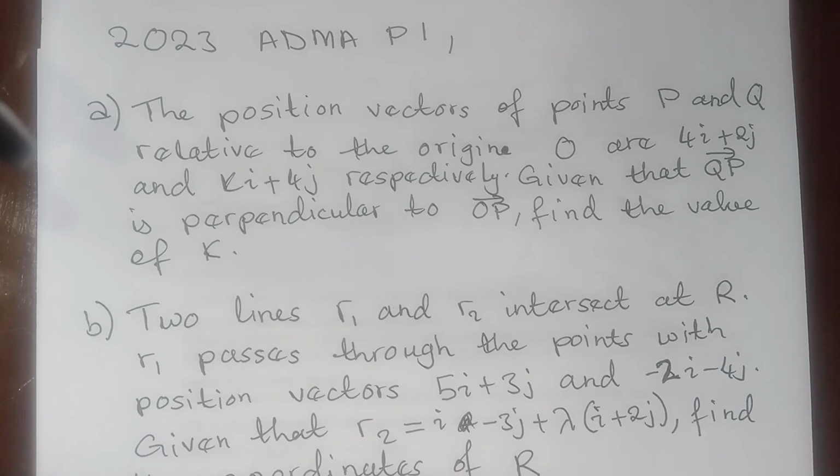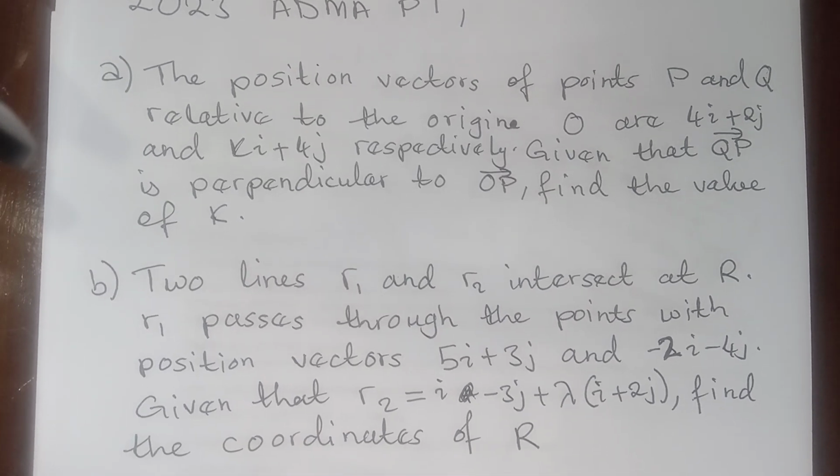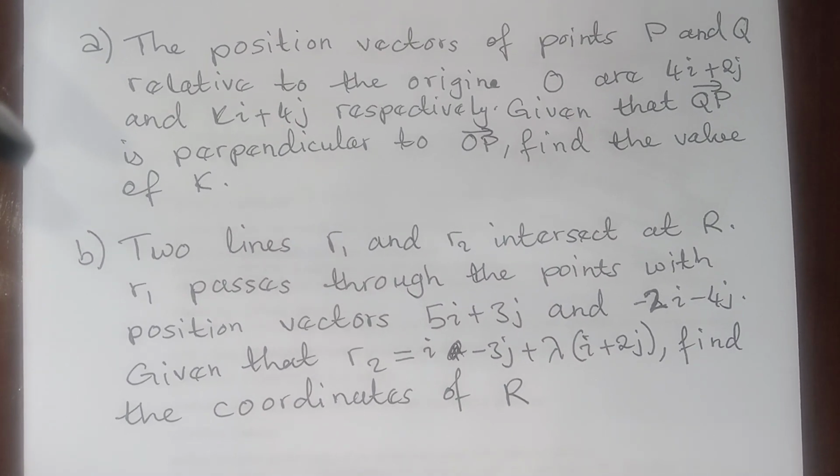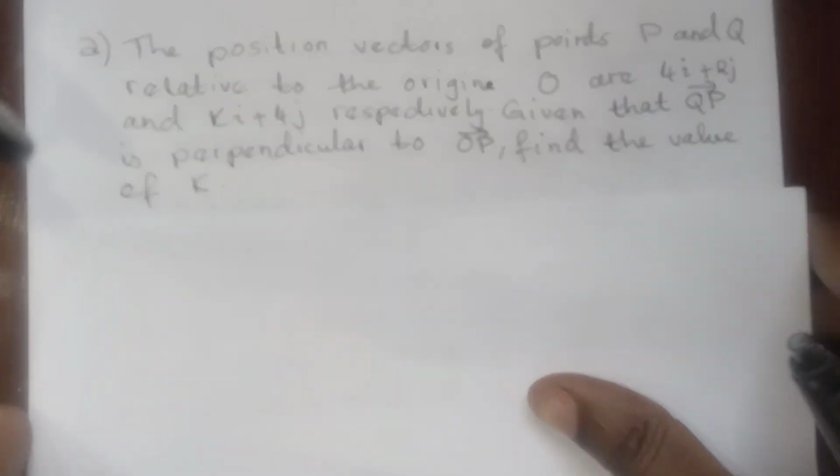The position vectors of points P and Q relative to the origin O are 4i + 2j and ki + 4j respectively. Given that QP is perpendicular to OP, find the value of k.